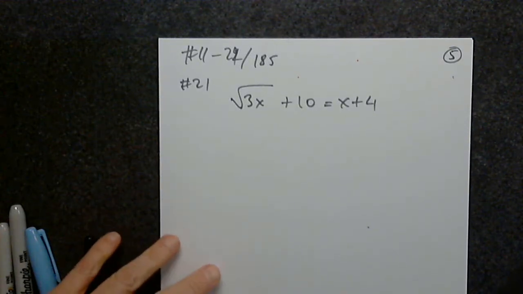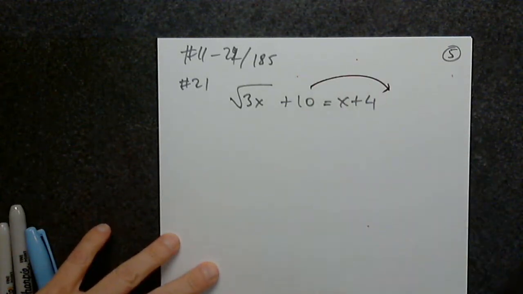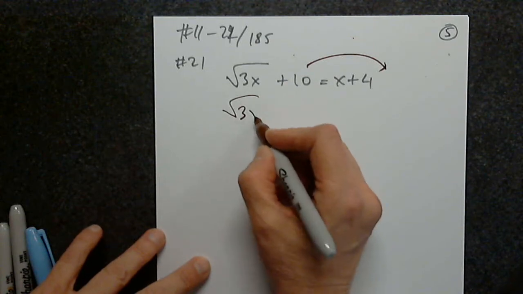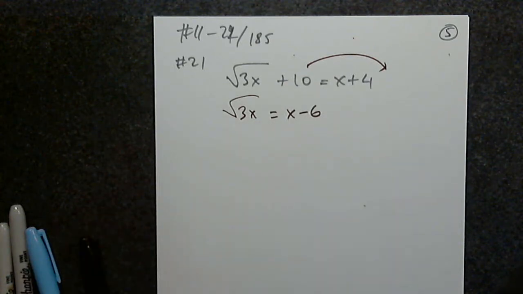Put the 10 on the other side. Exactly. I need to clean it up. I will not be able to square at this stage. Very good. So the square root of 3x equals x minus 6. I moved 10 that was positive from the left. It becomes negative on the right. 4 minus 10 is negative 6.